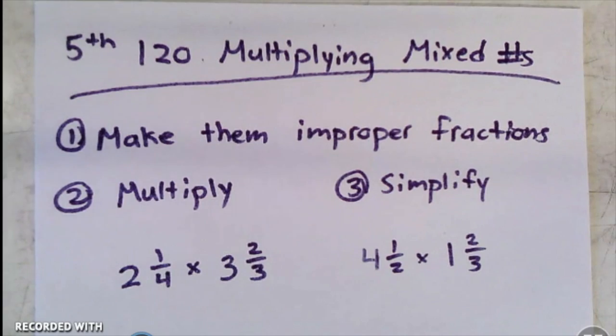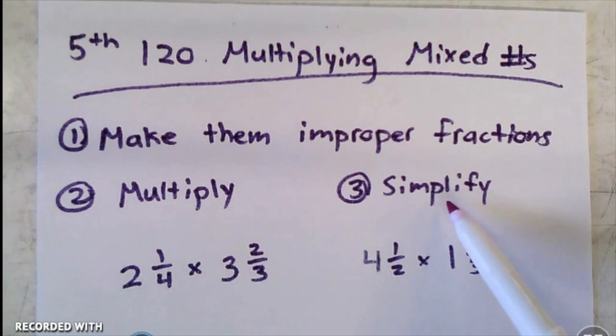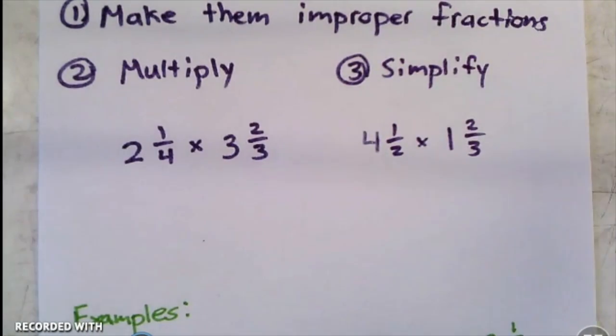Welcome to lesson 120 on multiplying mixed numbers. Believe it or not, this is the last lesson in your textbook. So here's your steps. First, you're going to make them improper fractions, then you're going to multiply, and then you're going to simplify, and it is that simple, okay? This is a really, really easy lesson.